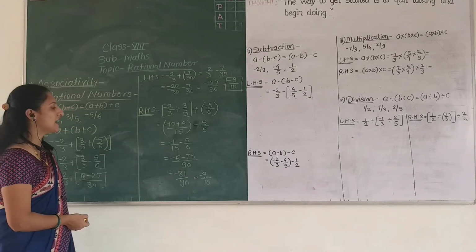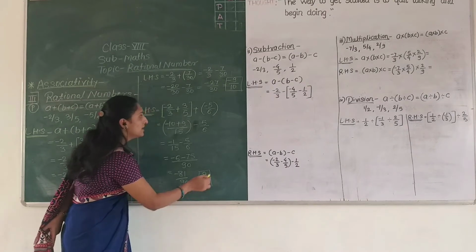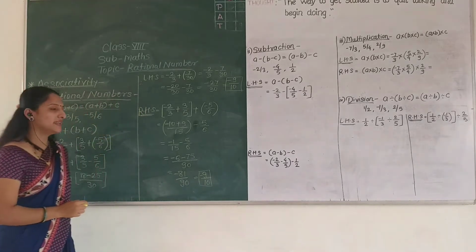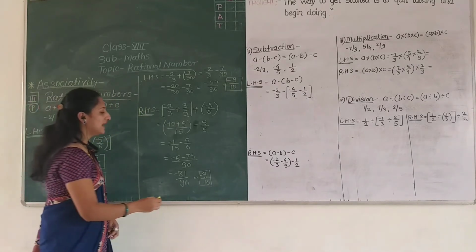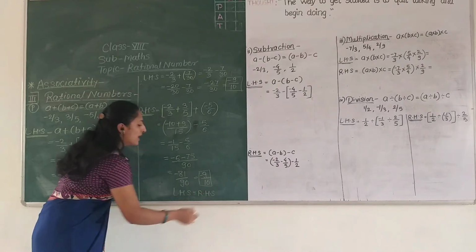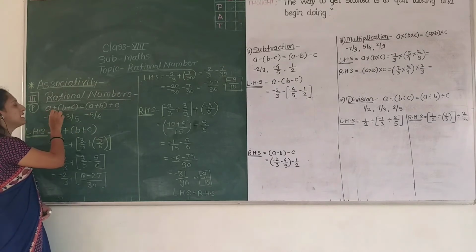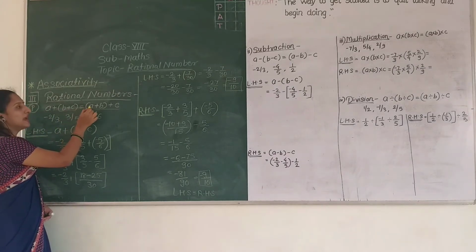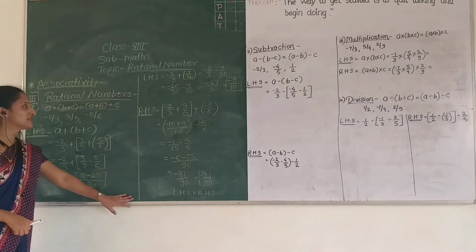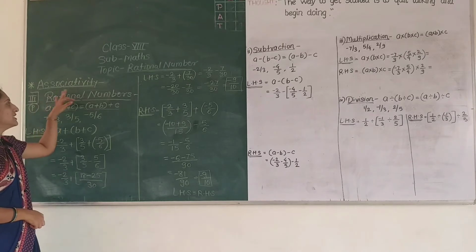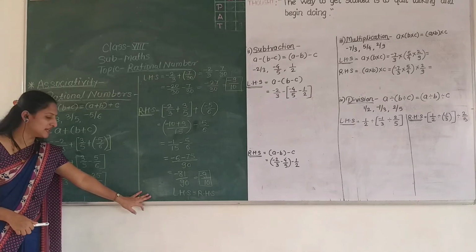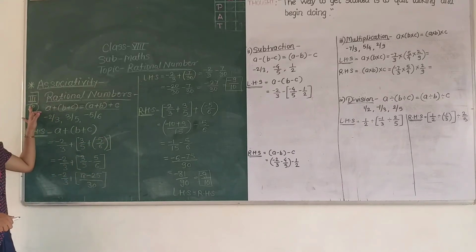So look at the LHS and RHS here. Now here LHS is negative 9 upon 10. Also RHS is negative 9 upon 10. Means what? LHS is equal to RHS. That means we get here (A plus B) plus C is equal to A plus (B plus C). Both sides are equal. This shows that addition is associative for rational numbers. Okay, students?